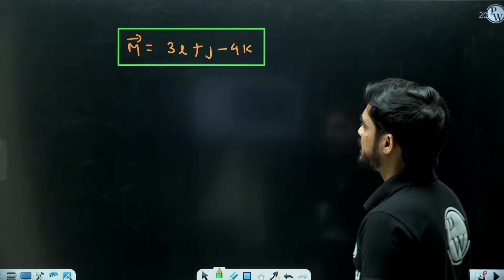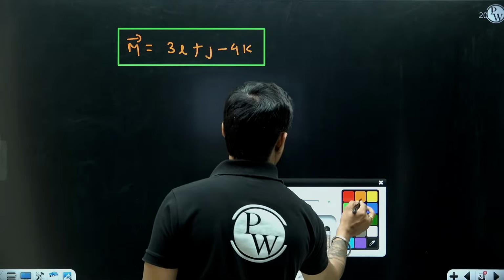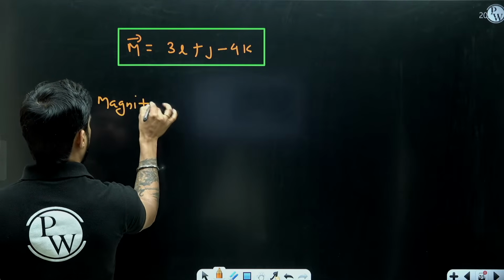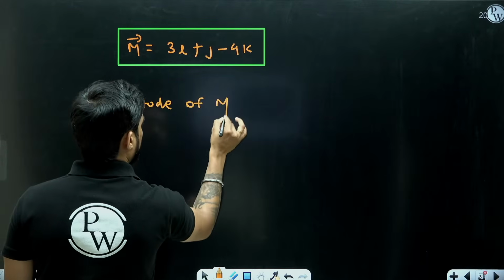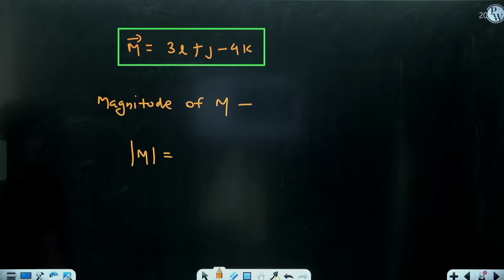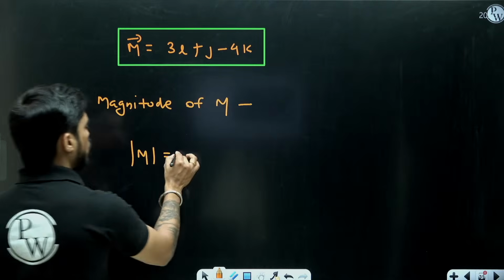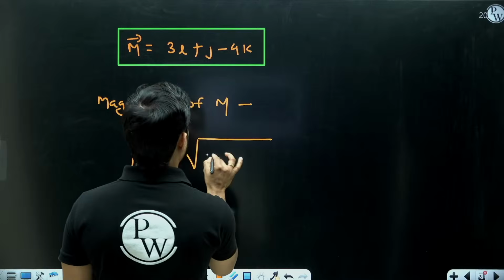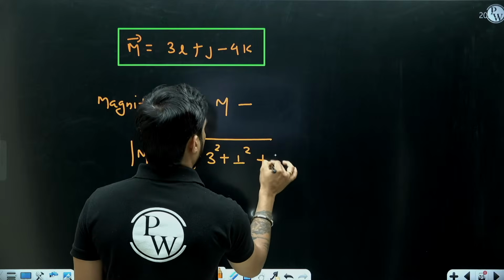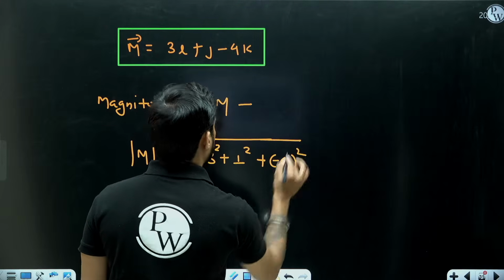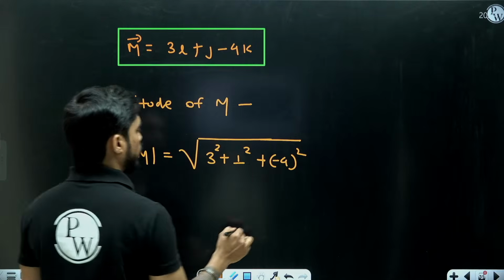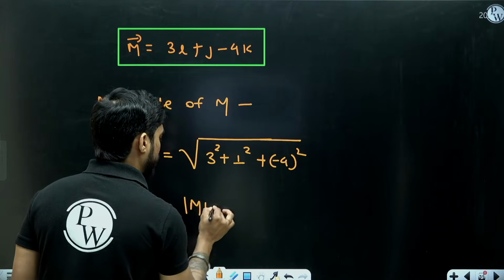Now let's say I want to find the magnitude of m. This is a vector. So if I want to find the magnitude of m, how do we find the magnitude of a vector? Root over 3 square plus 1 square plus minus 4 square: root over this square plus this square plus this square. So you will find the magnitude of m.